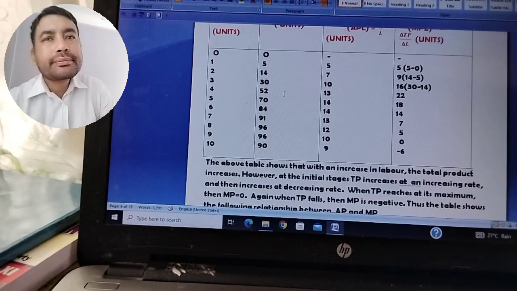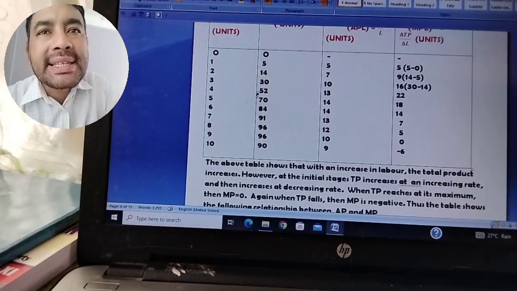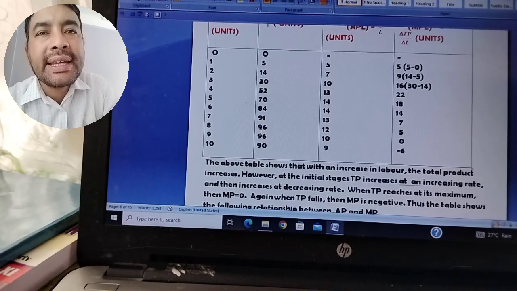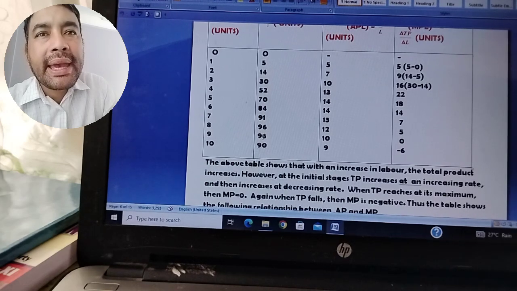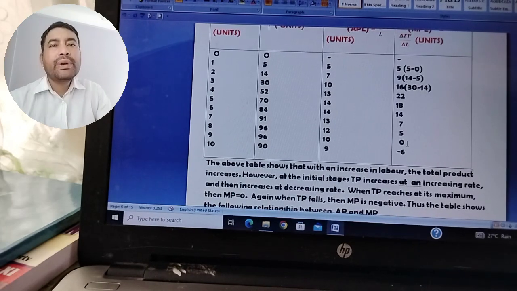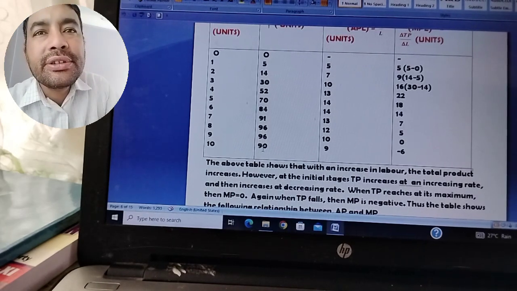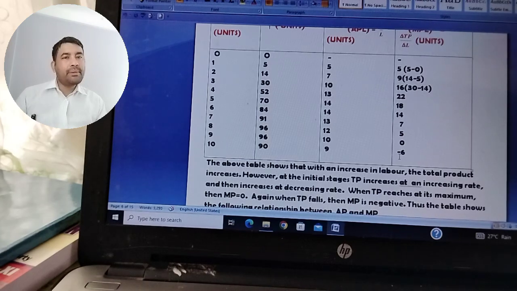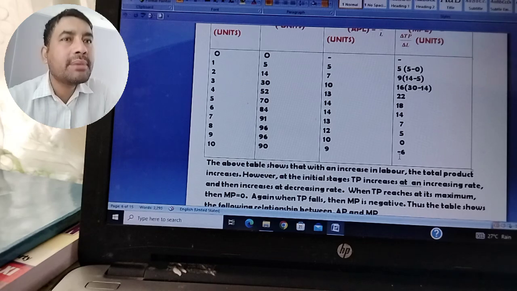Then when TP becomes maximum, that is 96. After that, it is also 96. So you can say that 96 is the maximum point because it is not going above 96. So when TP is maximum, what you are seeing is that your marginal product is becoming 0. When TP decreases, the marginal product becomes negative. So when TP becomes maximum, marginal product becomes 0. When TP starts falling, then marginal product becomes negative.